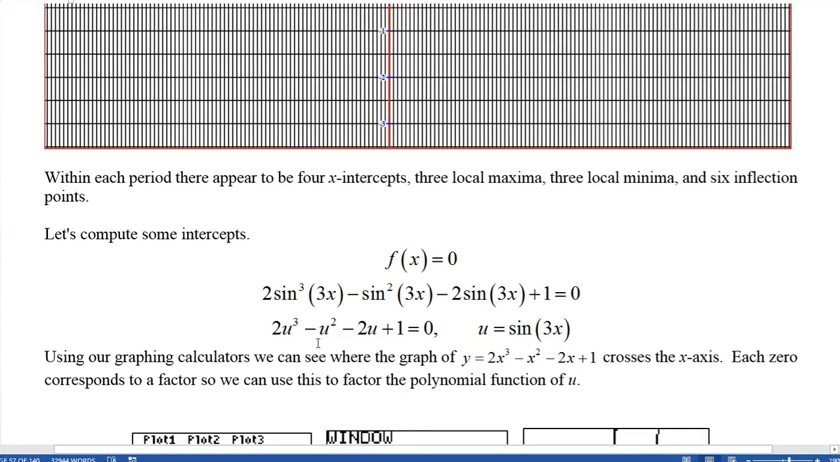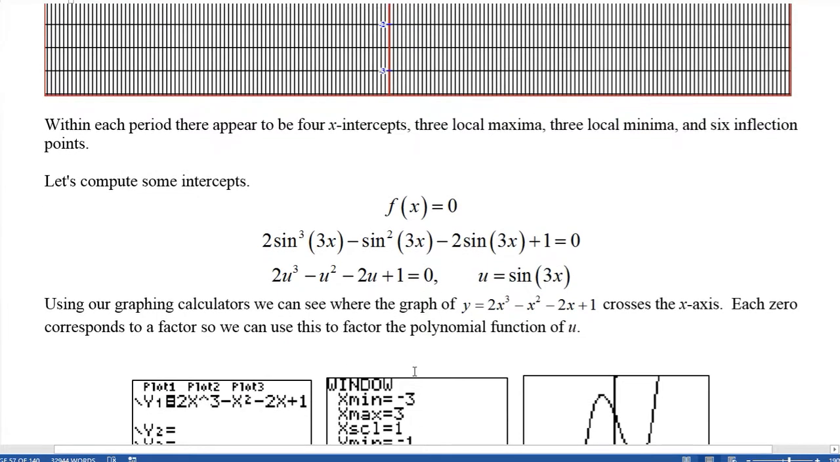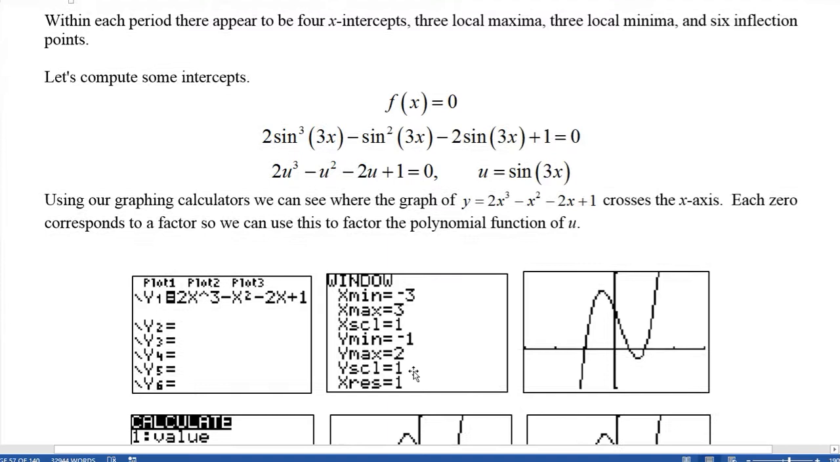But maybe it's not quite so obvious. If you know the rational root theorem, you might have a list of the possible rational roots that you could try. It's not too big in this case. So you might just try those by trial and error. But we can also use graphing technology.